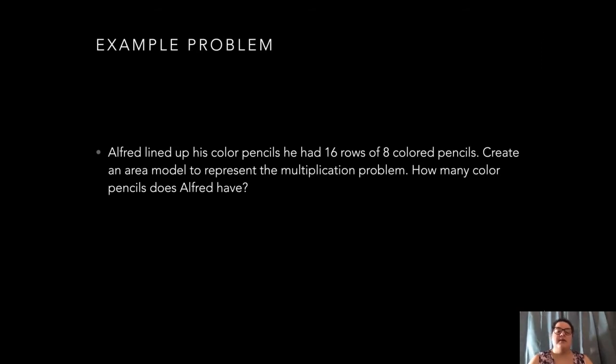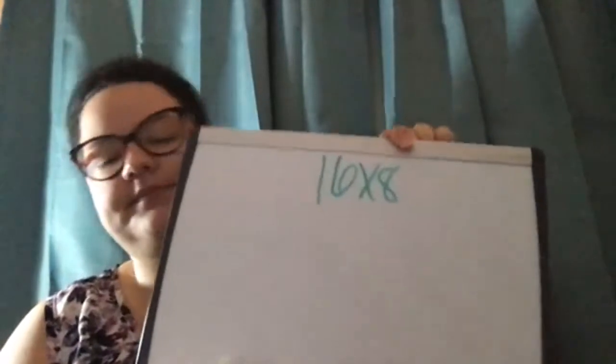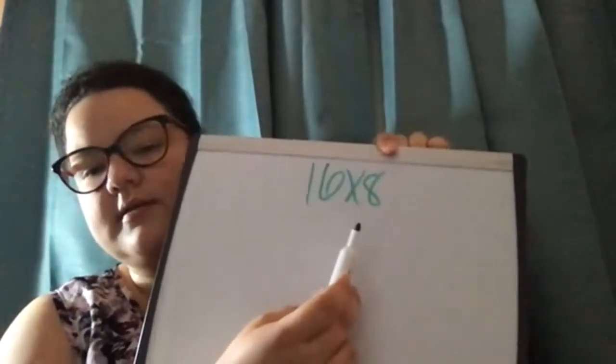Our example problem. Alfred lined up his colored pencils. He had 16 rows of 8 colored pencils. Create an area model to represent the multiplication problem. How many pencils does Alfred have? So Alfred had 16 rows of 8 colored pencils. I'm going to go ahead and write that down: 16 times 8.